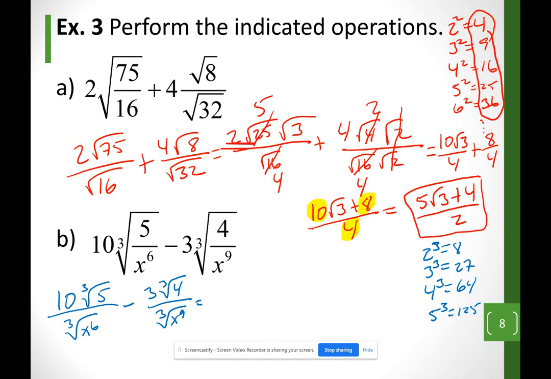Now, my numbers on the top, my radicals, there's not much I can do. So I'm just going to call that 10 cube root of 5 over x to the 2. Now, that one I could simplify. Remember, exponent divided by root. Minus 3 cube root of 4 over x to the 3.